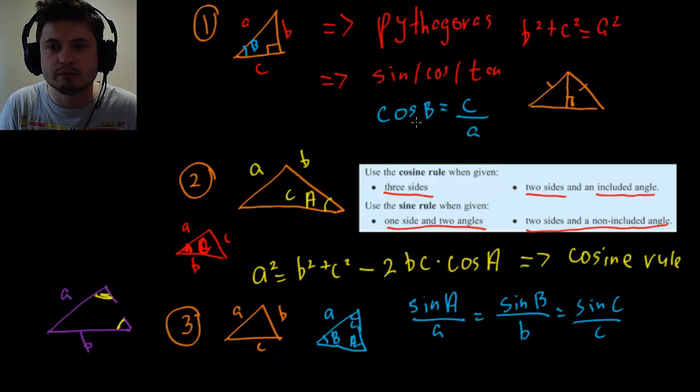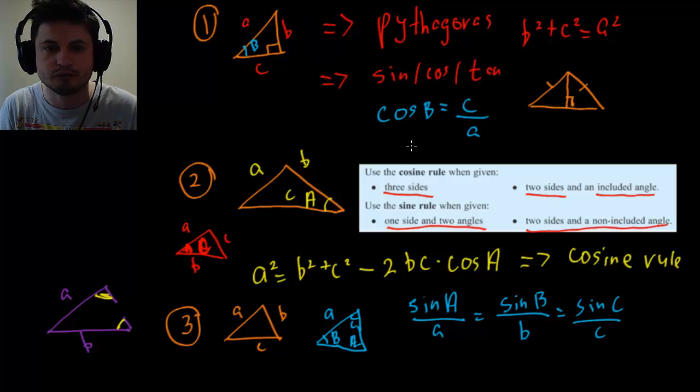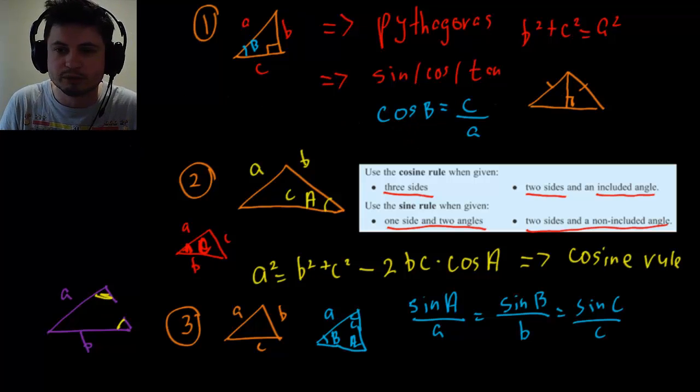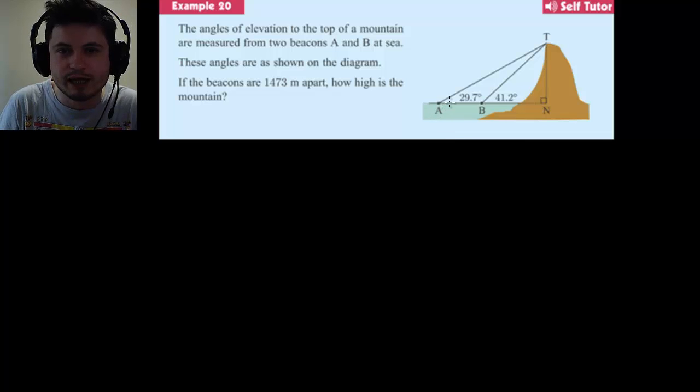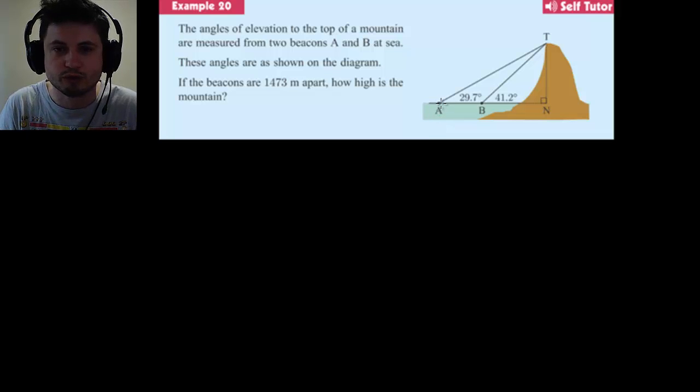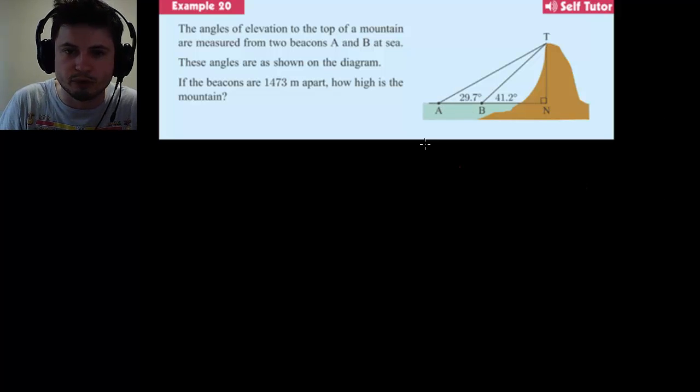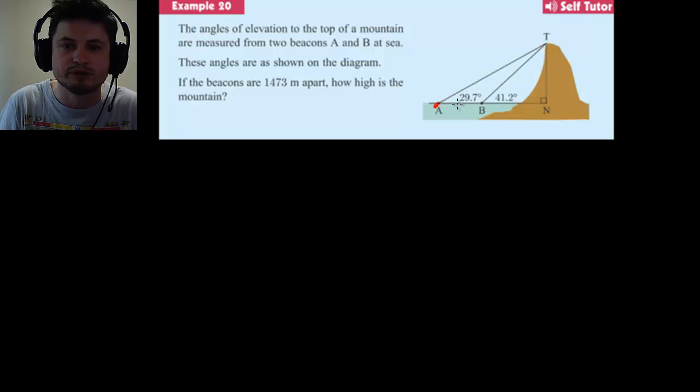Now let's take a look at a slightly more challenging problem where you most likely have to use the sine rule, or possibly the cosine rule, or possibly even both. This is a problem that has been used quite a lot. It's a very common problem. You have some kind of mountain or something tall, and someone is on a boat or on the ground looking up. When this person is at point A and they're looking up to T, the angle of elevation is 29.7 degrees. When they're right here, the angle of elevation is 41.2 degrees.